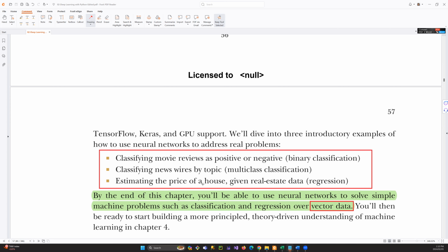So by the end of this chapter, you'll be able to use neural networks to solve simple machine learning problems such as classification and regression over, please pay attention to this word, vector data. Yes, Lucas, bravo. It means that we are going to work with something pretty close to the Excel file that we have, right?